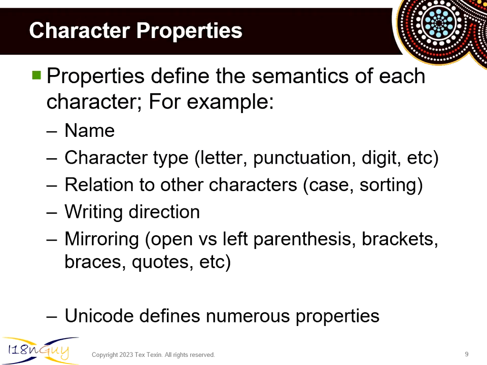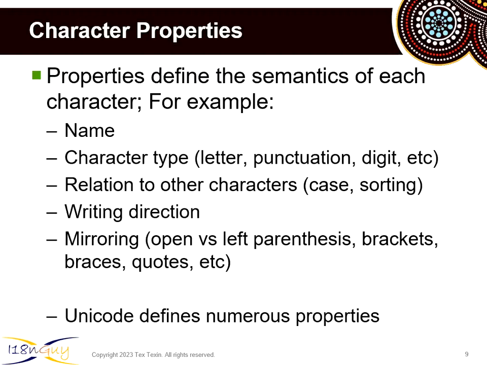And as I mentioned, since the characters have particular functions and behaviors, we talk about the properties associated with a character. And there can be many properties. A character has a name. It may have a character type, whether it's a letter or a punctuation or digit. It may also have properties that relate the character to other characters. For example, is it uppercase or lowercase? How does it sort, if ordering is important? What is the character's natural writing direction? It may also have properties like mirroring, which I'll explain in a couple of minutes.